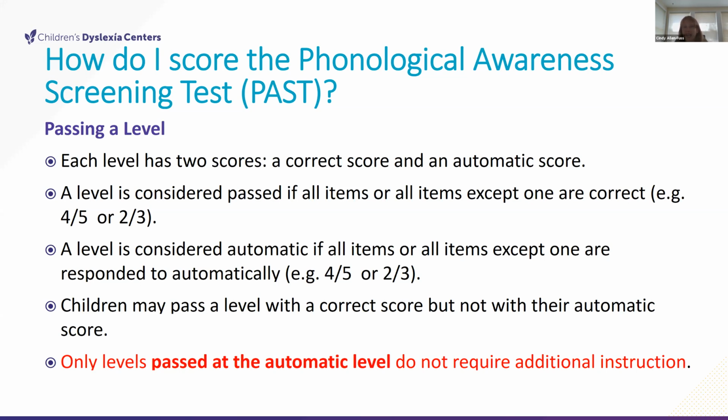So again, as I said, you may have a child that passes a level with a correct score, but they're not automatic at that level. And only the levels passed at the automatic level do not require additional instruction. So this is a curriculum-based measurement. We're using this to help drive our instruction. So we want to see what skills we need to work on with the child. If they're not automatic at a skill, that's a skill you need to work on.